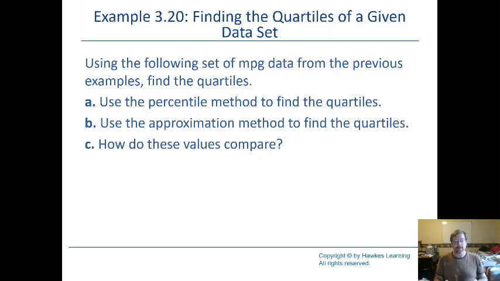The approximation method, we start with finding the median. That's going to give us the midpoint, the 50% mark, the second quartile. And then we take that upper range and find the median of that, and that gives us the 75%, or the third quartile. And take the lower range and find the median of that, and that gives us the 25%, or the first quartile.